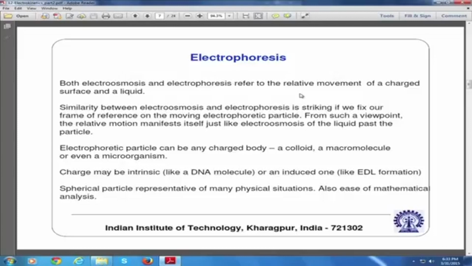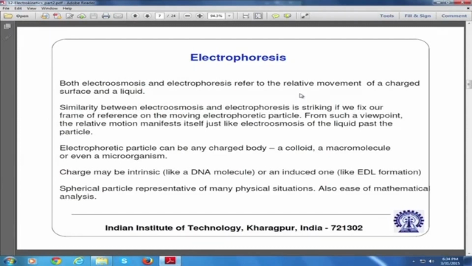The particle which is undergoing electrophoresis can be any charged particle, it can be a colloid, a macromolecule, or even a microorganism. The charge may be intrinsic like a DNA and can be an induced one, like you can have an electrical double layer formed around a particular solid object, so that the object gets a net charge. The spherical particle concept is representative of many physical situations.